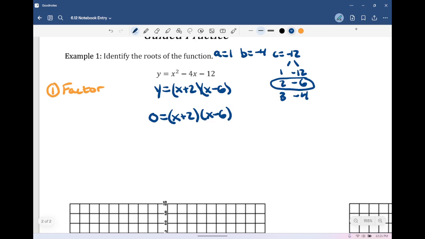Multiplying. And so now, because we are multiplying two values, and our answer is 0, that means that one or both of these binomials has to be what based on our property? 0. Right? I'm multiplying two things. The answer is 0. One or both of these has to be 0.